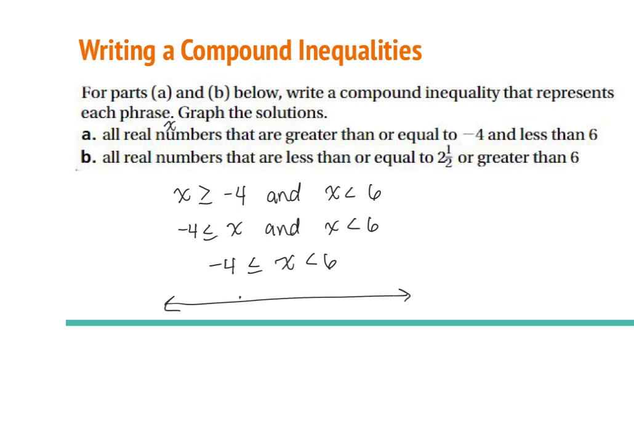Here's -4. Here is 6. Open circle at 6, closed circle at -4, and this is an and problem, so we are shading in between.